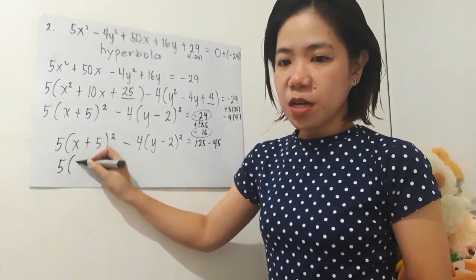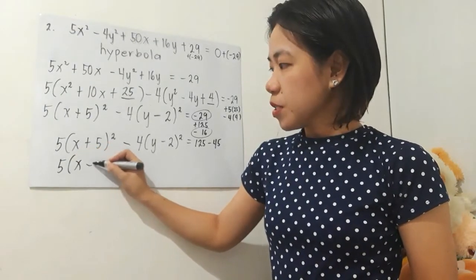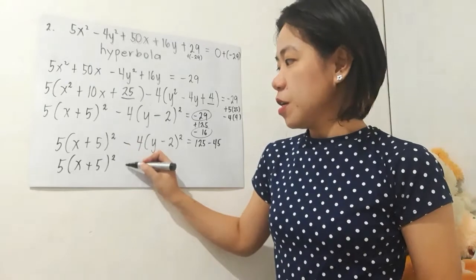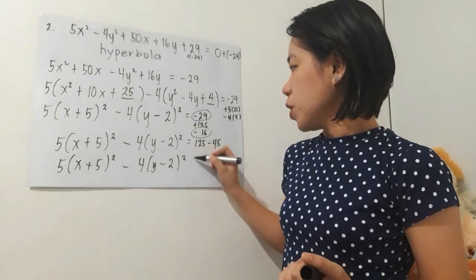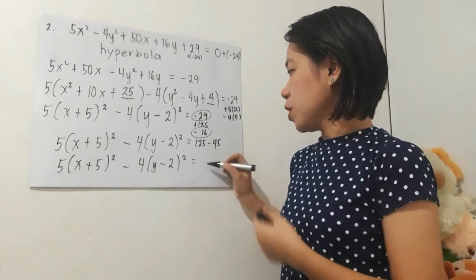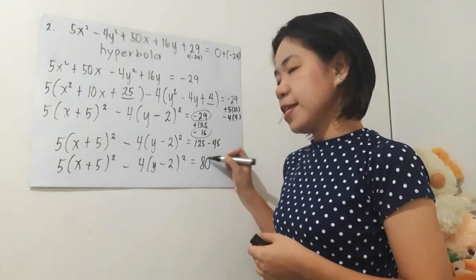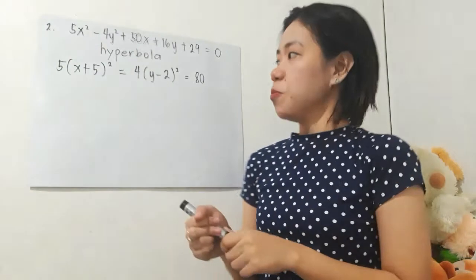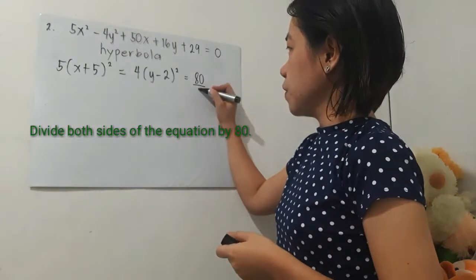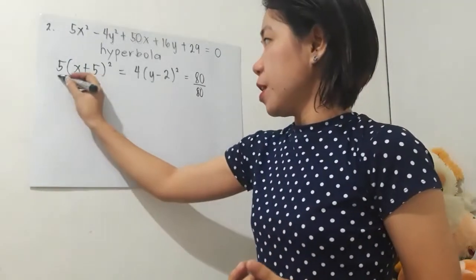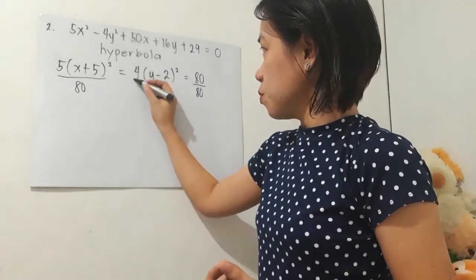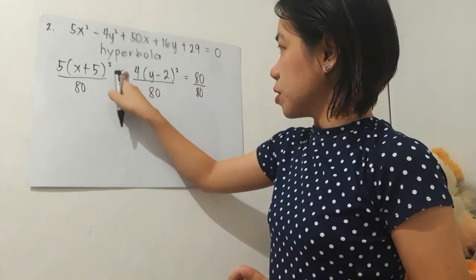We have 5 times the quantity of x plus 5 squared minus 4 times the quantity of y minus 2 squared is equal to 125 minus 45, that is 80. For the last step, we'll have to divide both sides of the equation by 80 so that this will become 1. So we have to divide these terms by 80. Sorry, this is minus.